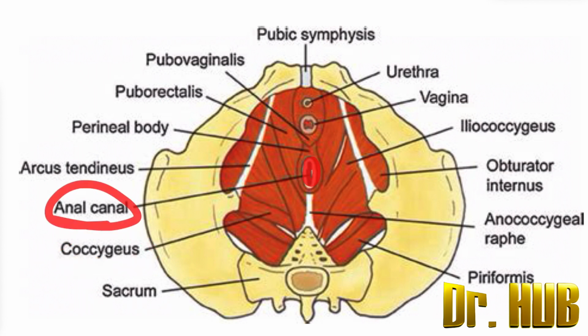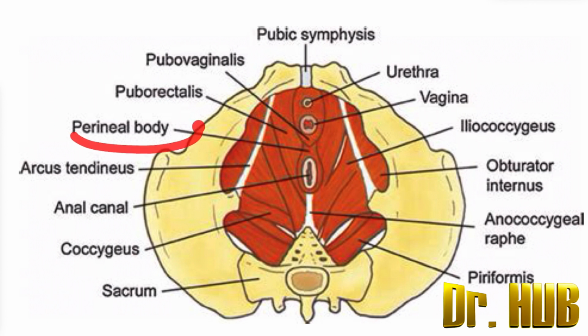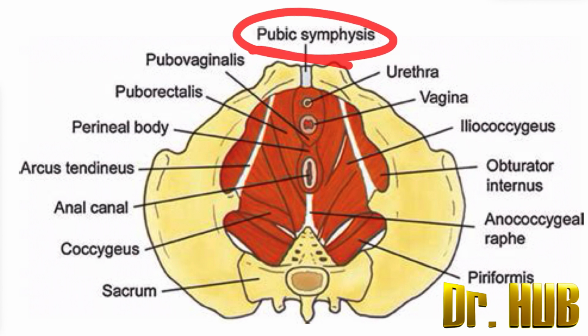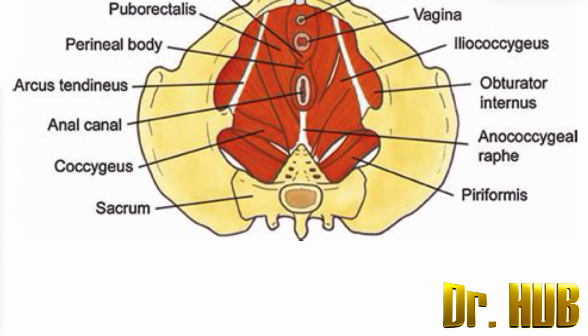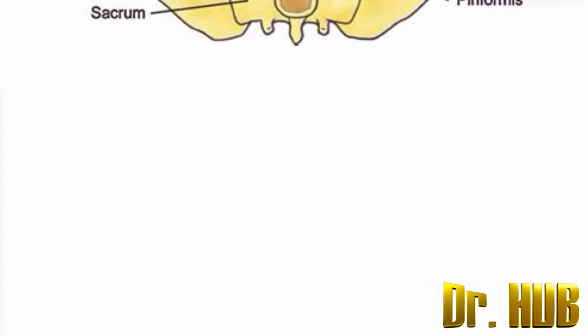There's the anal canal, and there's the arcus tendineus. Then, as we discussed, the perineal body lies here. There is the muscle puborectalis, as well as the other one, the pubovaginalis. And in the end, there is the pubic symphysis, the bony landmark. Now, this was about some important labelings. Then let's move on to what is actually known as the perineal body.